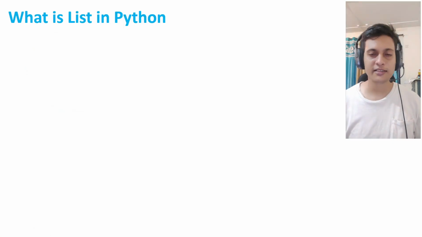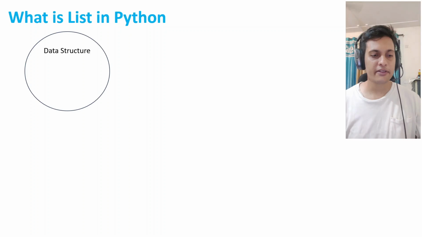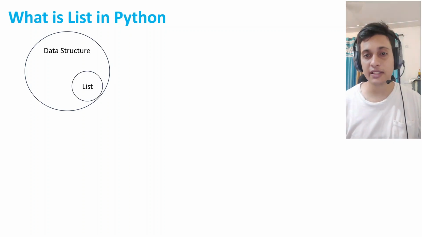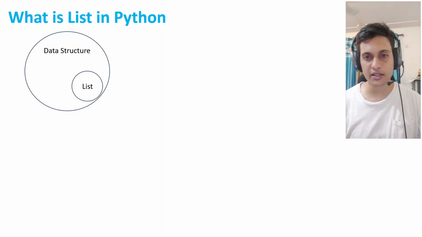Hello everyone. Let's learn about this list of Python. So in all the programming languages, we get this data structure. And inside the Python data structure, we have this inbuilt data structure, which is called list. So what is this data structure?